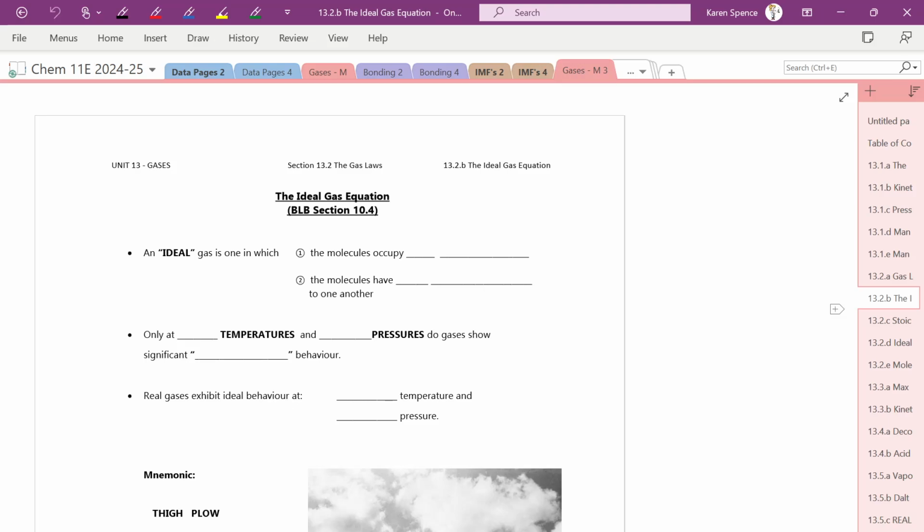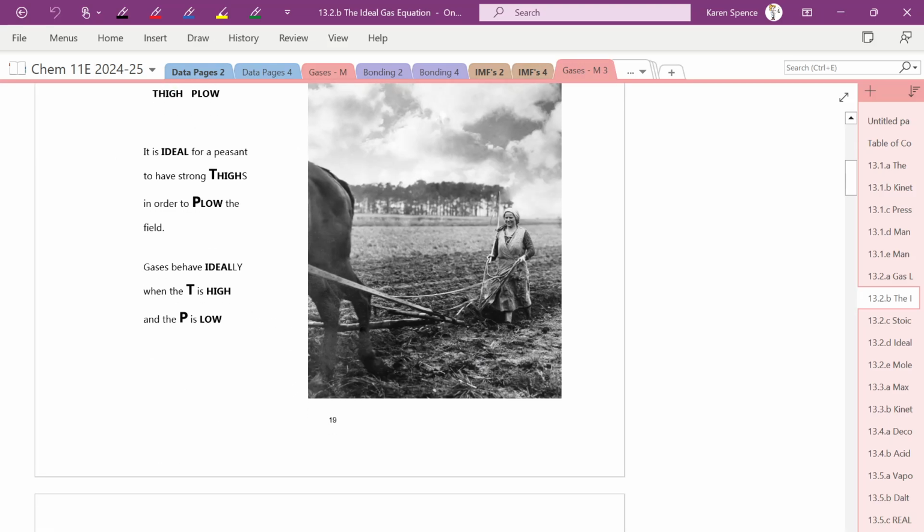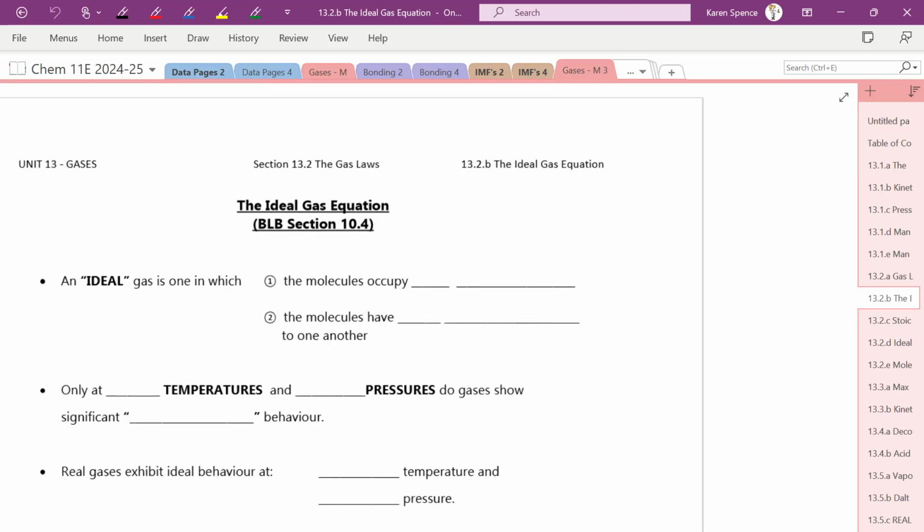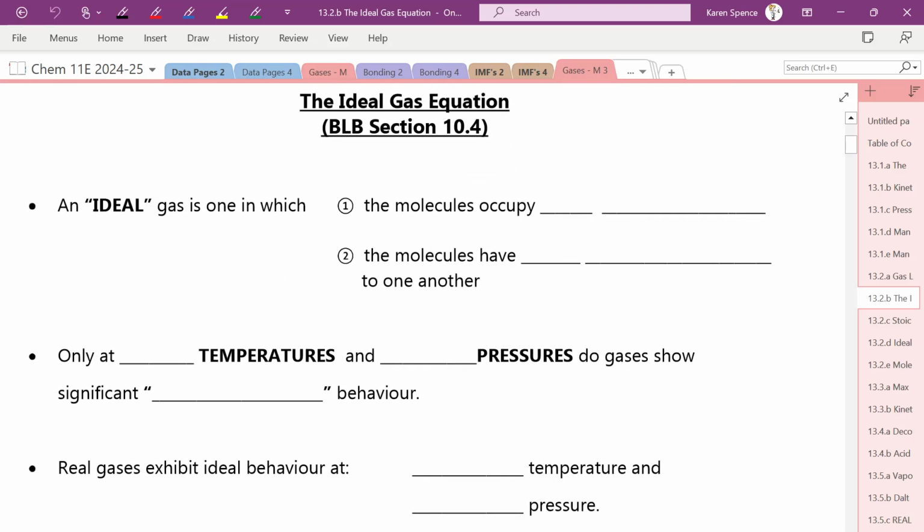There we go. Let's go now to the ideal gas law, which is on page 19. See if you can remember from our discussions last week. Was it only last week? Holy mackerel. Feels like forever ago. An ideal gas is one in which the molecules occupy no space.